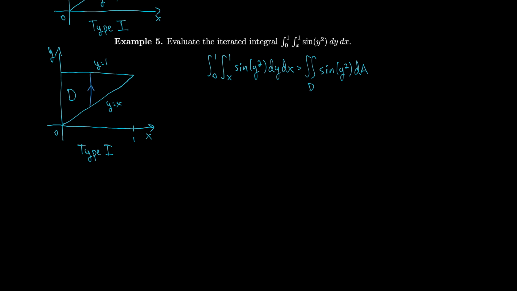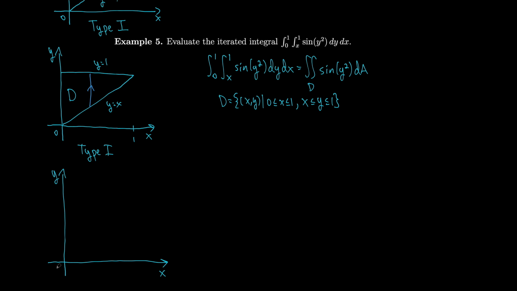Okay, so that means that I could write D equal to the set of points x, y, such that x goes between 0 and 1, and y goes between x on the bottom and 1 on the top. And I would like to change the order. So I need to redraw the region as a type 2 region, so I'll draw it again. The drawing itself doesn't really change much of the actual region.